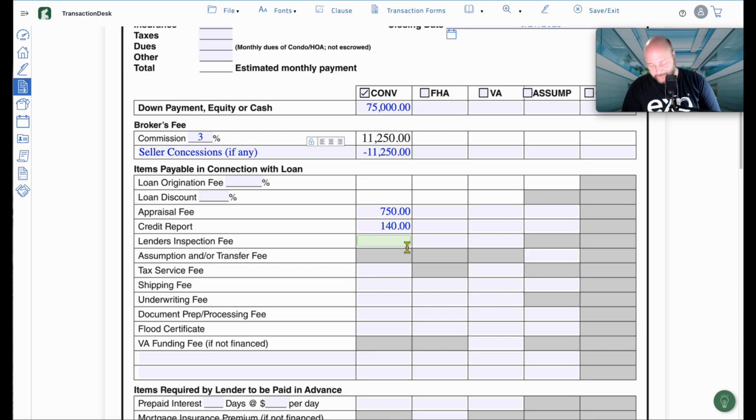All right. Lender's inspection fee, I'm just going to put $50 right there. Tax service fee, I'm going to put $50. Shipping fee, I'm going to put $85. That's an overnight packet with all the docs that goes to the lender. Underwriting fee, I'm going to put $495. Doc prep fee, $425. Flood cert fee, it could be as low as $40, guys. It could absolutely be as low as $40. I'm going to put $80 because I overestimate.